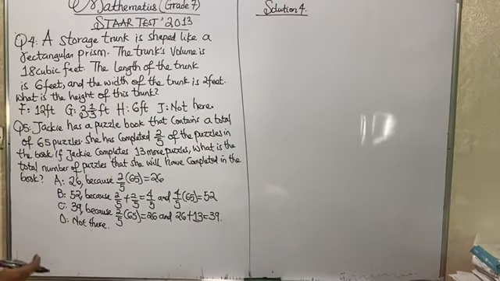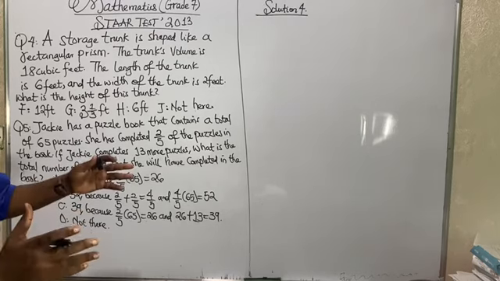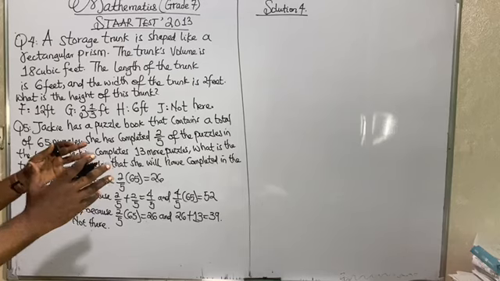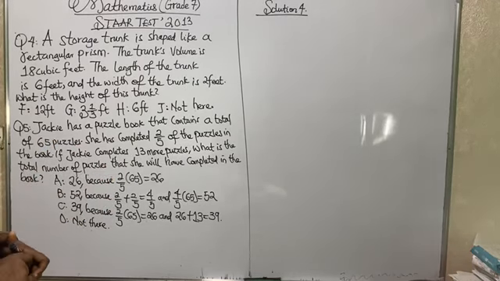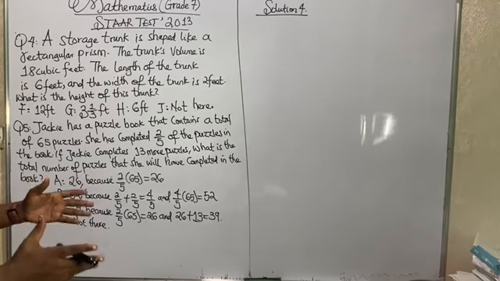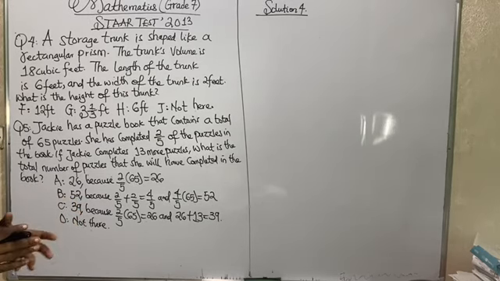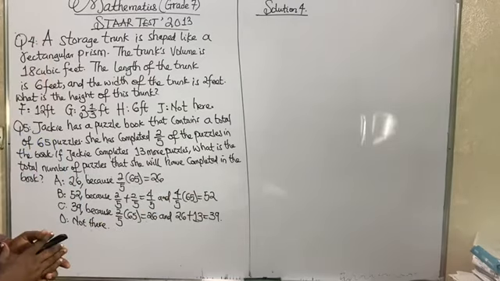We have a storage trunk shaped like a rectangular prism. The trunk's volume is 18 cubic feet. The length of the trunk is 6 feet, and the width of the trunk is 2 feet. What is the height of this trunk? To understand this question, let me draw the shape and then identify the length, the width, and also the height. Height is what we need to find out in this case.